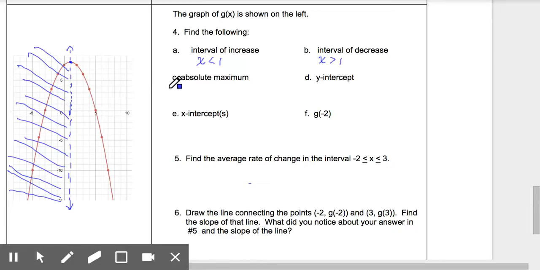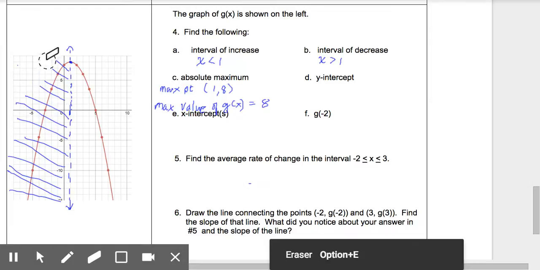So if we are asked what is the maximum point, we will say the maximum point of the graph is at 1, 8. But if the question is the maximum value of the function, the maximum value of g of x, that will be the y value of the maximum point, which is 8. So the highest value of the function is 8.